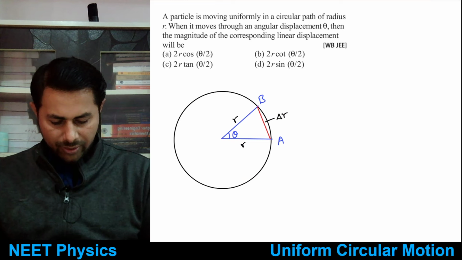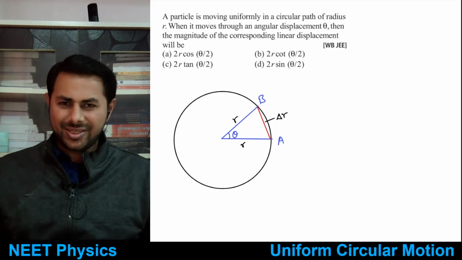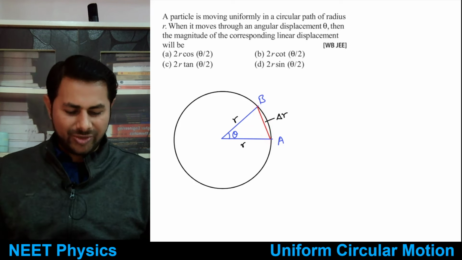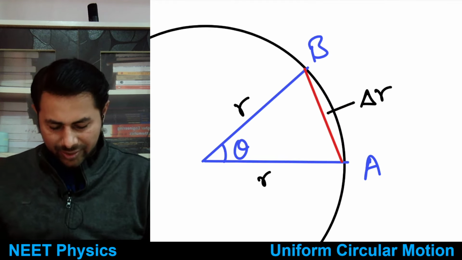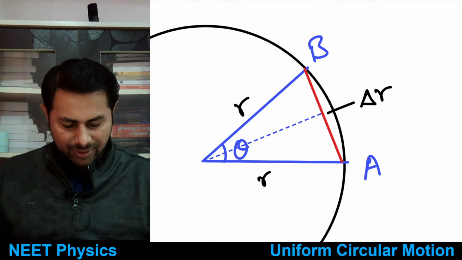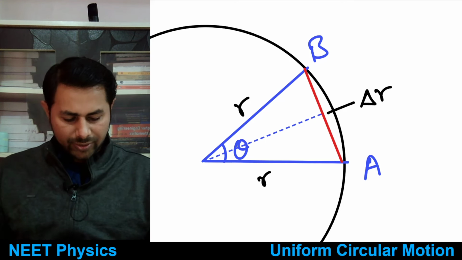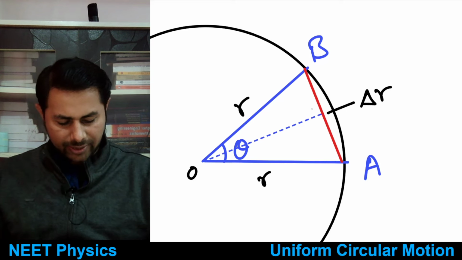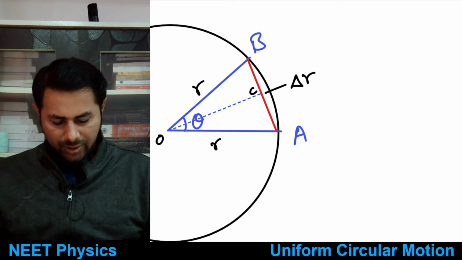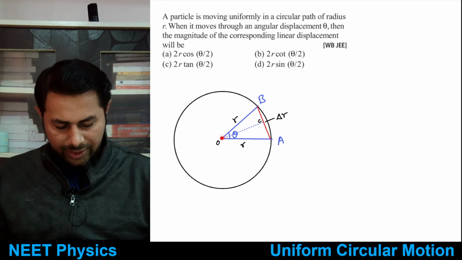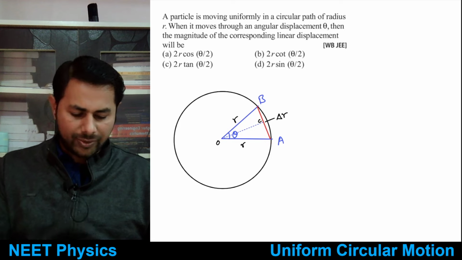Now if you see all of the options, there is theta by 2 in all of them. So this linear displacement delta r has something to do with theta by 2, right? So what we can do is just draw a bisector of this angle. It will bisect it into two halves, theta by 2 and theta by 2. Let's suppose this point is O and this point is C. Now if you take the relation between r and delta r by 2, what will be the relation?